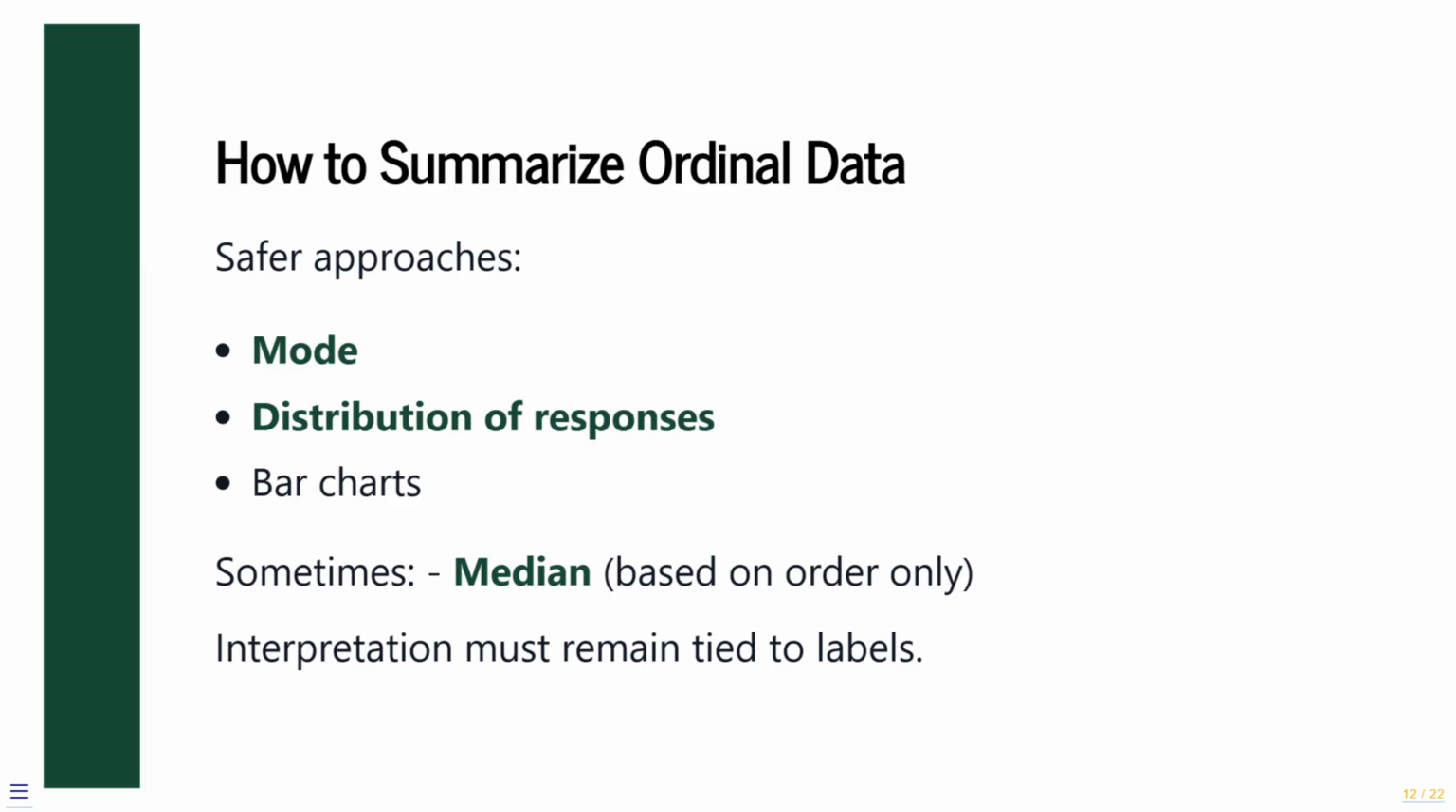A safer approach for ordinal data is to report the mode and the full distribution of responses. The mode tells us the most common category. Reporting counts or percentages for each category preserves the ordering without imposing questionable numerical assumptions. Bar charts are particularly effective here because they display how responses are spread across the ordered categories. In some contexts, the median may also be appropriate, since it depends only on order and not on numerical distance. But even then, interpretation should remain tied to the category labels themselves rather than numerical values.